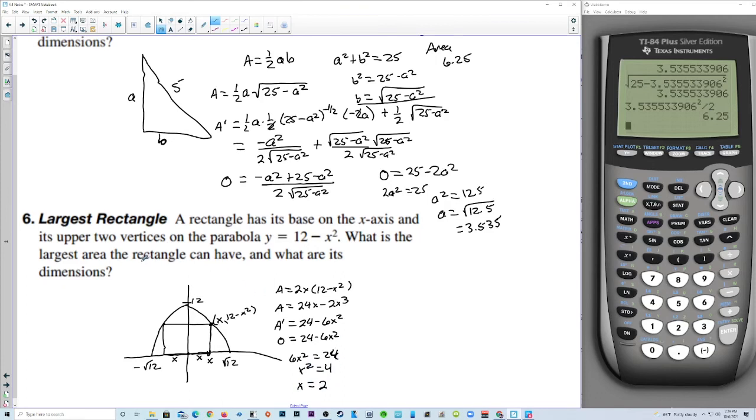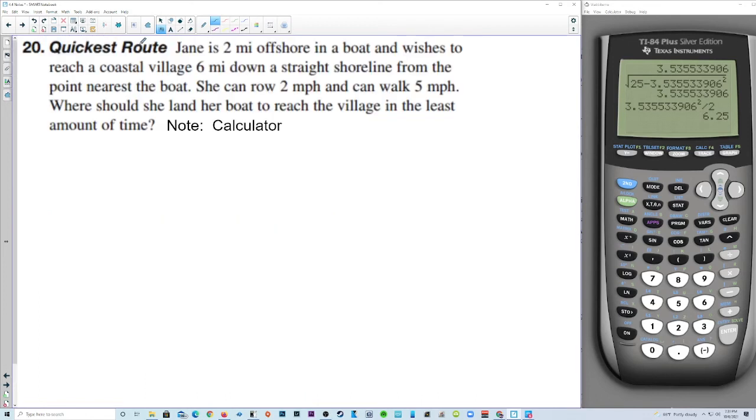What is the largest area the rectangle can have, and what are its dimensions? So 2 by, oh, and actually, it's going to be 4, right? So 4 by, and if we take 12 minus 4, a 4 by 8, and the area is 32, because it's base times height.